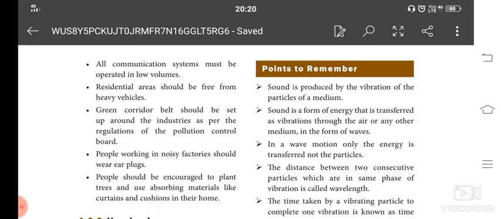The residential area should be free from heavy vehicles. A green corridor belt should be set up around the industries. People working in noisy factories should wear earplugs. People should be encouraged to plant trees and use absorbing materials like curtains and cushions in their homes.